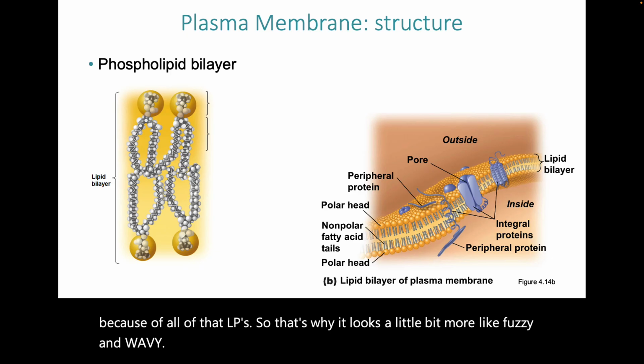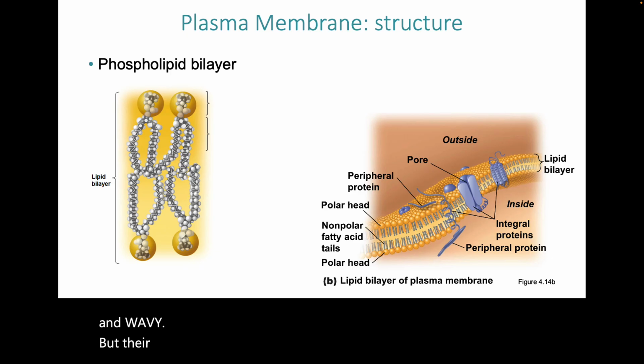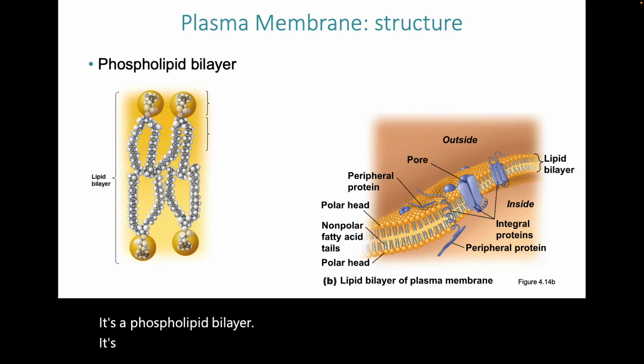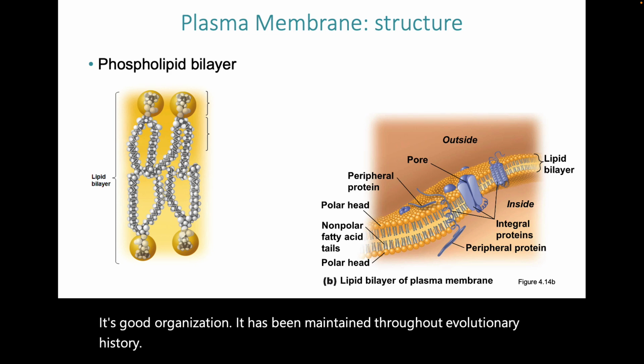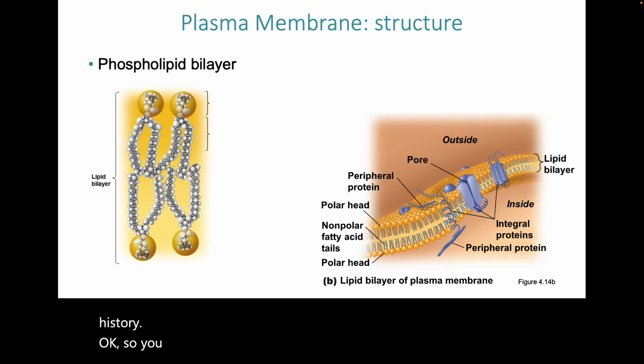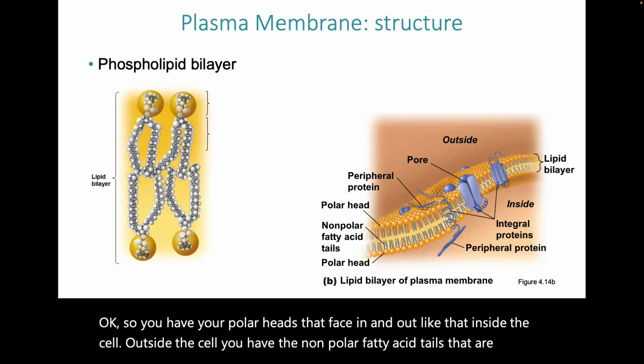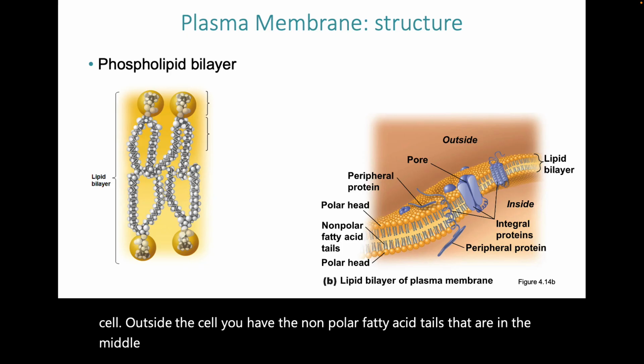But their phospholipid bilayer looks a lot like our phospholipid bilayer. It's a phospholipid bilayer. It's good organization. It has been maintained throughout evolutionary history. Okay, so you have your polar heads that face in and out, inside the cell, outside the cell. You have the non-polar fatty acid tails that are in the middle, hydrophilic, hydrophobic, polar, non-polar, whatever you want to call them.